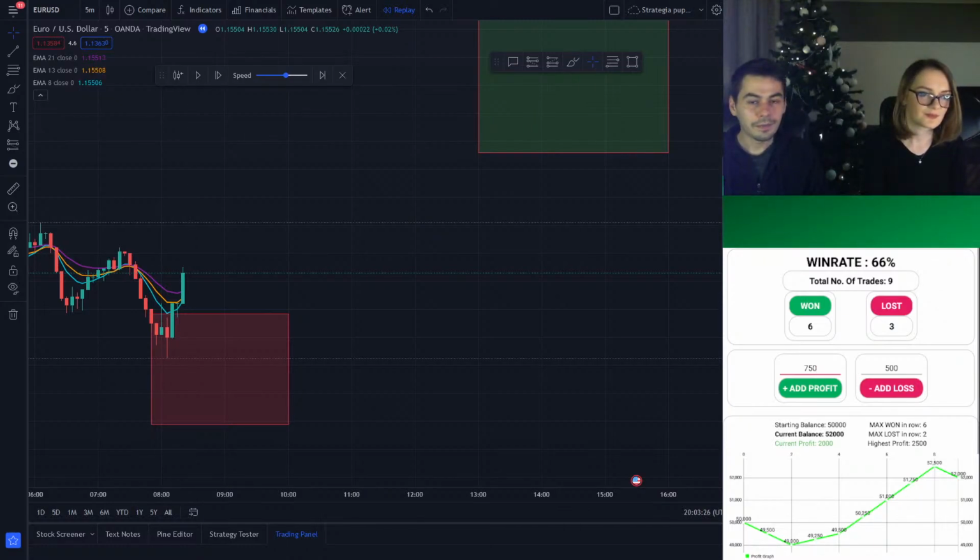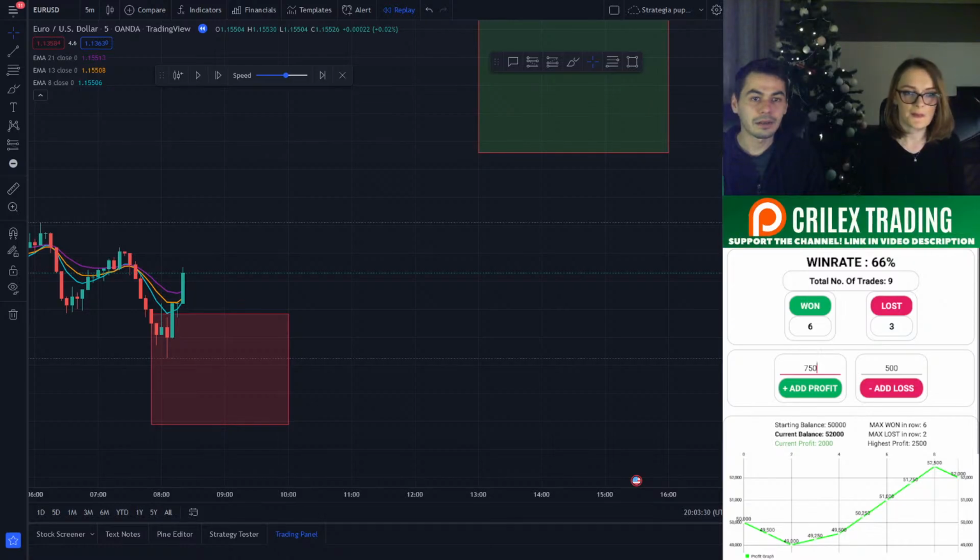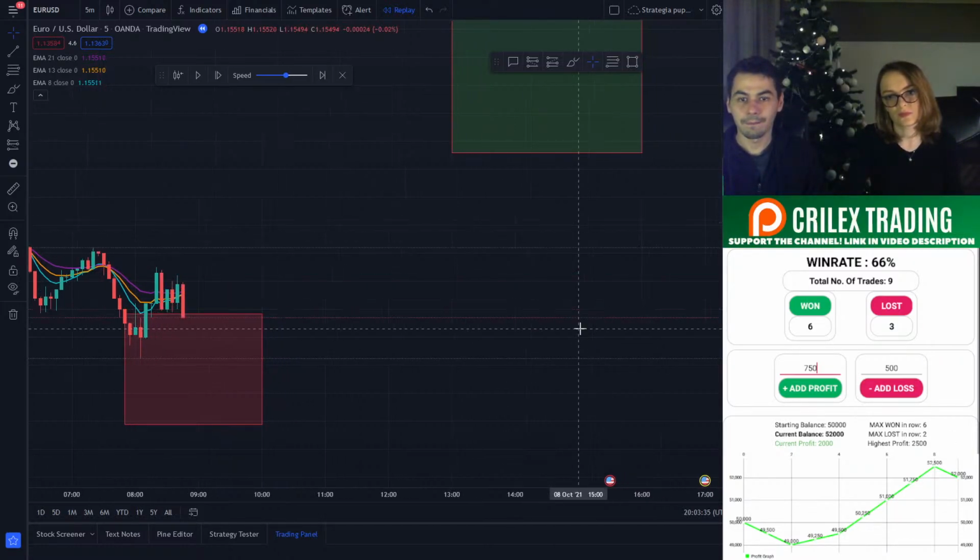8th of October is a loss. Just added here. I added it in the Trading Rush app. So moving on.